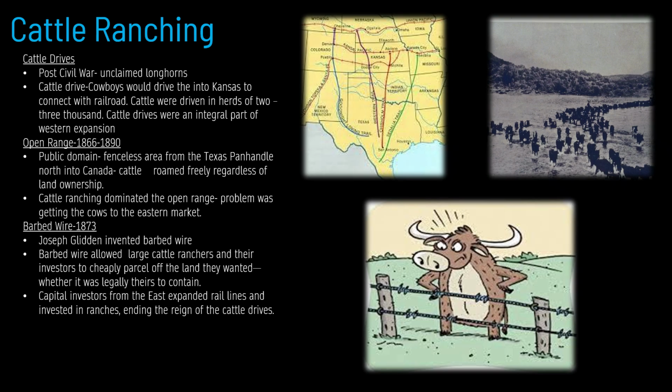So the trail, the cattle trail, the Chisholm Trail is one of the important ones. You would have 10 to 15 cowboys moving up to 2,000, 3,000 cattle. It was a 12 to 16-hour job. They're sleeping under the stars. So it was a difficult job.